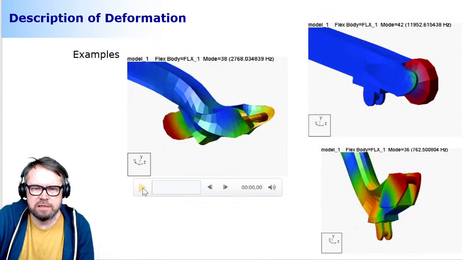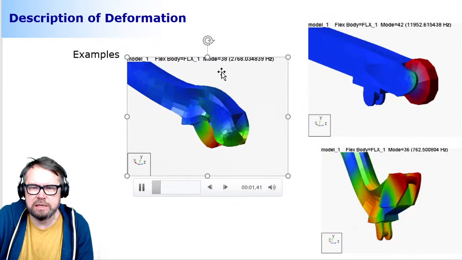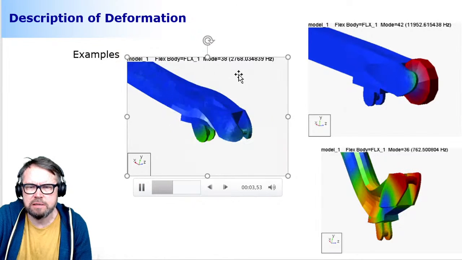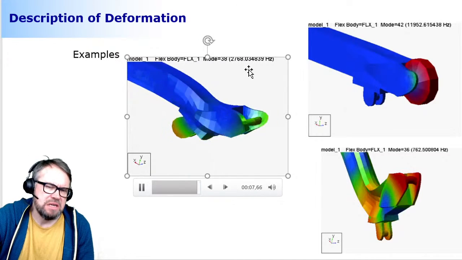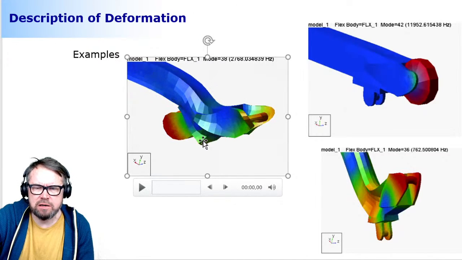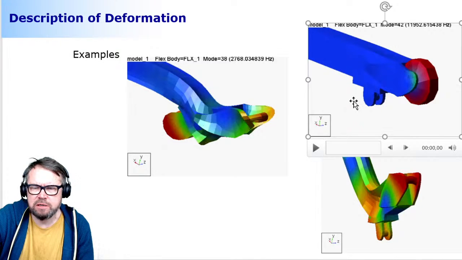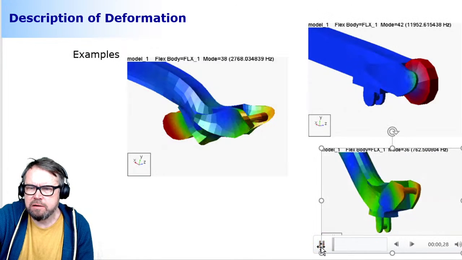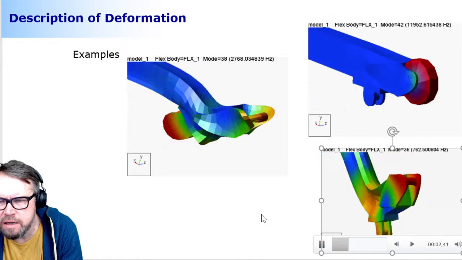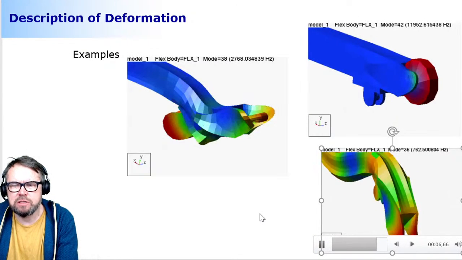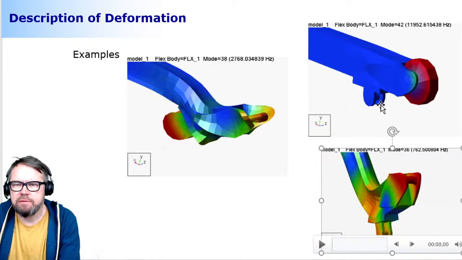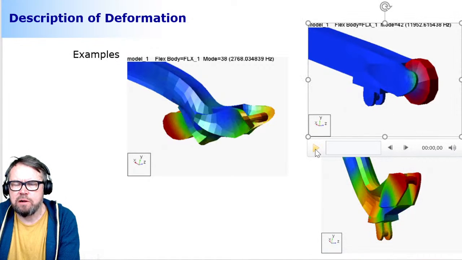So this is a deformation mode which is already at 2,769 hertz. Maybe you still need this if you want to look at the really local deformation. But what about this one here? This is at 762 hertz. Again, if you want to look at the local deformation. This one here is a little less than 12,000 hertz.